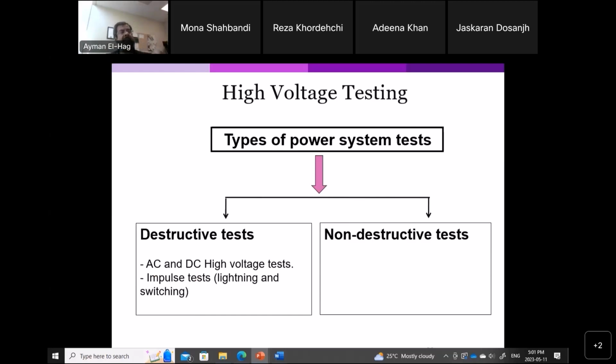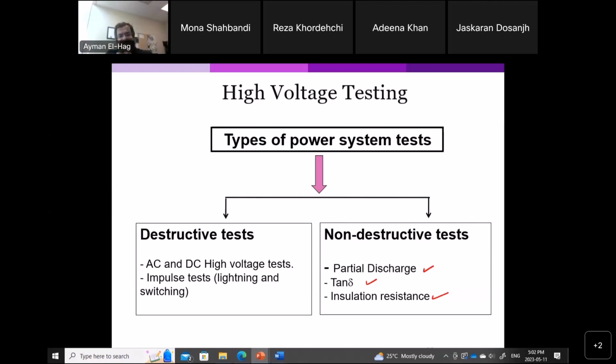But there are some other tests that will test the quality of the insulation. We call them non-destructive tests. So the intention here is not pass-fail criteria, but to know the quality of the insulation. Something like partial discharge, tan delta, insulation resistance, and these tests will be discussed in detail later. It will give you an idea about how good or how bad your insulation is, especially after aging. After aging, these values will change from a new insulation system.